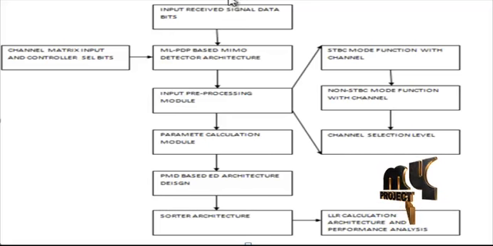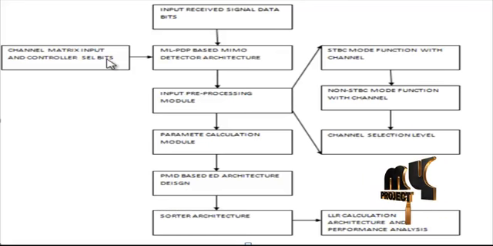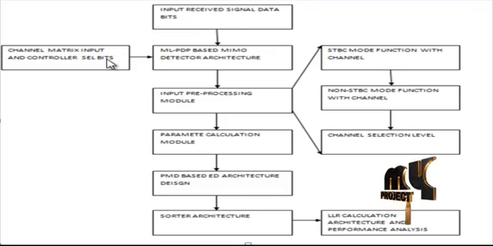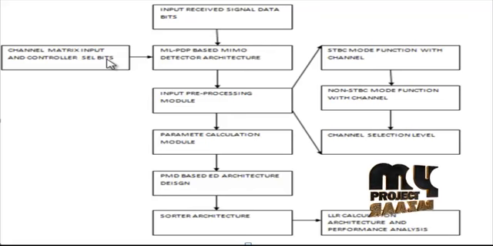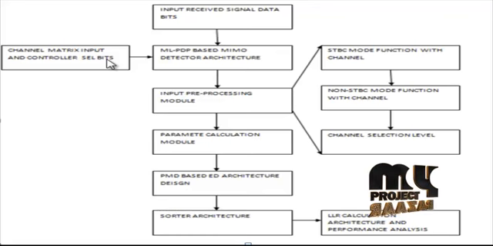First, the input signal data bits are presented to the overall architecture. At the same time, we apply the channel matrix input and controller selection bits. These selection bits allocate the channel for the input pre-processing module. Then the data passes through the overall MIMO detector architecture. This architecture first passes through the input pre-processing module.